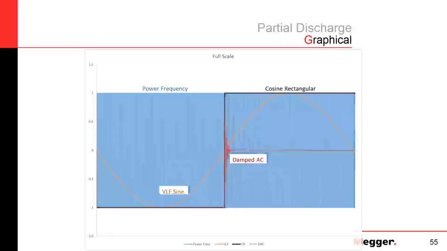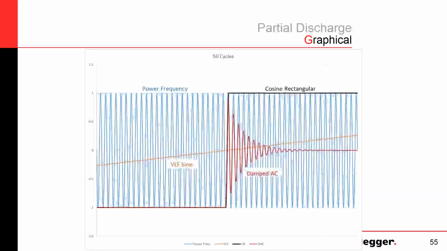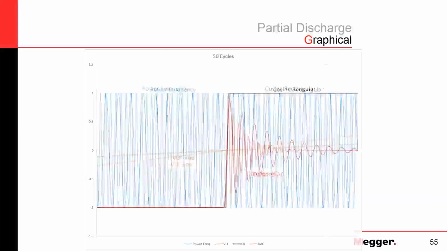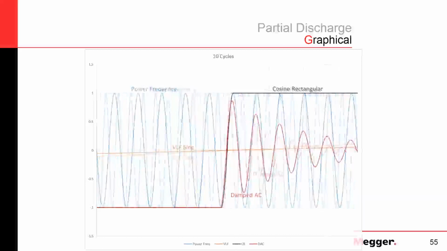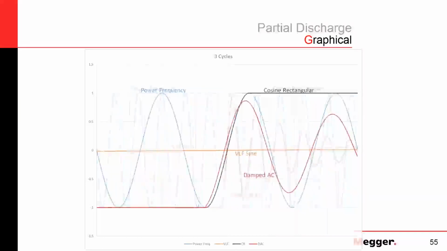So I promise you we get back to this picture here, and I'm just going to start zooming in. You remember this is one cycle of VLF sine, one damped AC shot, one cycle of cosine rectangular, and 600 cycles of power frequency. I'll start zooming in here.